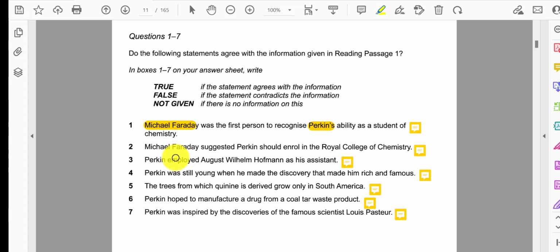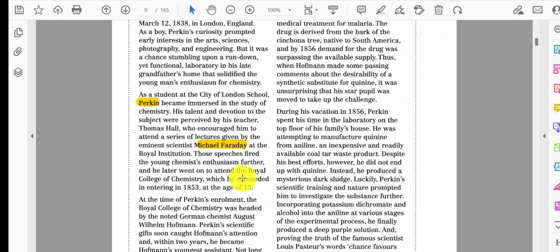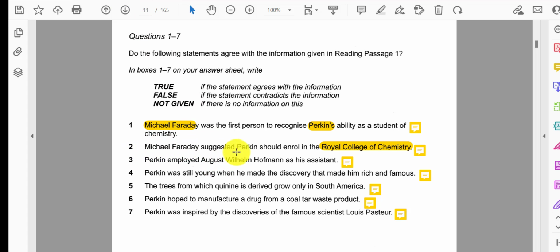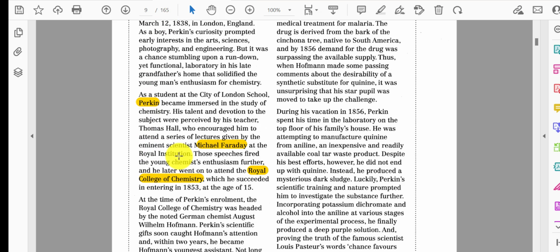Question number 2. Michael Faraday suggested Perkin should enroll in the Royal College of Chemistry. I underline the Royal College of Chemistry as my keyword. I go to the passage and look for my keyword. I then read the question again. Michael Faraday suggested Perkin should enroll in the Royal College of Chemistry. When you read the question again, focus on the meaning. Go to the passage and read the sentence including the keyword from the beginning.